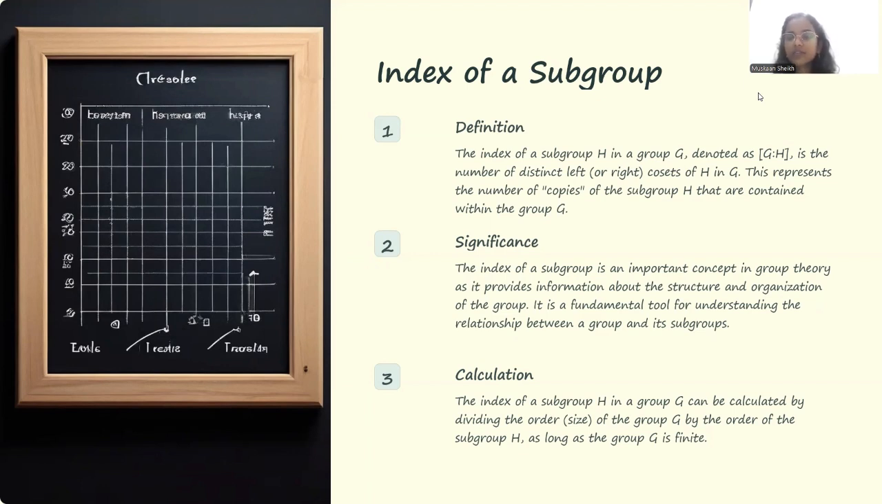Significance. The index of a subgroup is an important concept in group theory as it provides information about the structure and organization of the group. It is a fundamental tool for understanding the relationship between a group and its subgroup. Calculation. The index of a subgroup H in a group G can be calculated by dividing the order, or size, of the group G by the order of subgroup H, as long as the group G is finite.